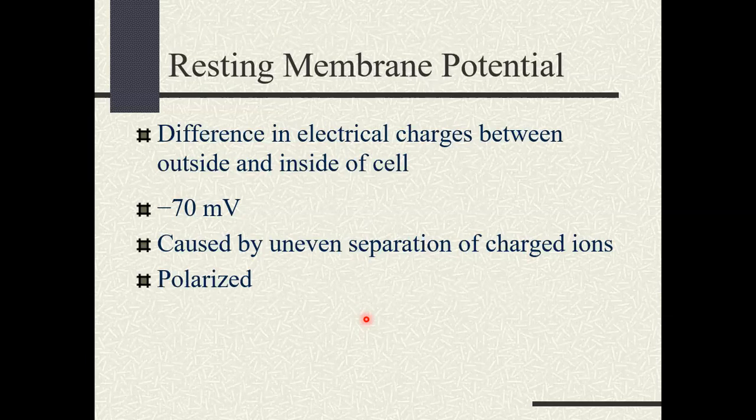In order to create that stimulus, we need to make sure that we reach our resting membrane potential. So this is the difference in the electrical charges from outside and inside of the cell. The resting membrane potential is going to be at negative 70 millivolts. At this point, we are polarized, and this is seen with this uneven separation of ionic charges from outside and inside of the cell.